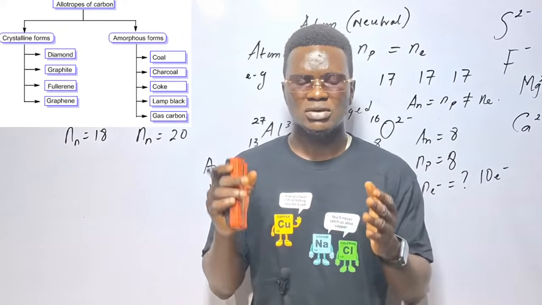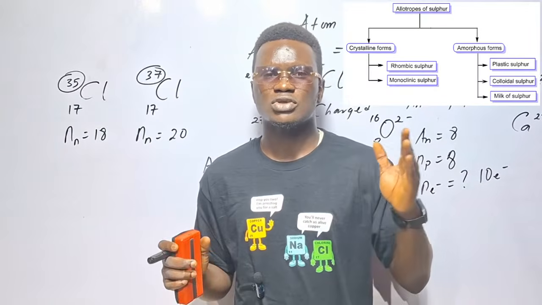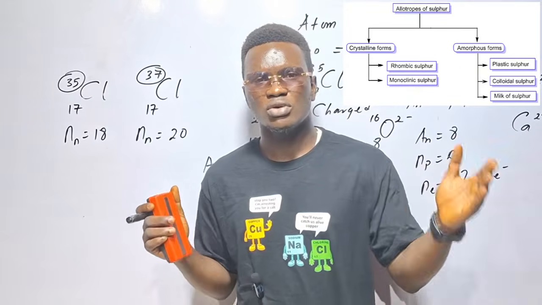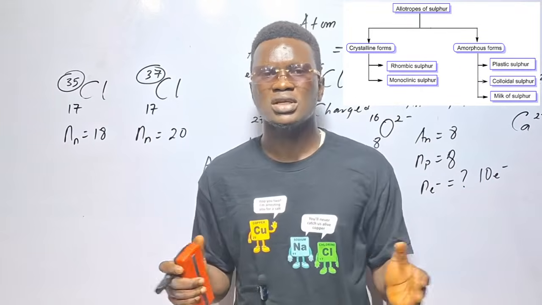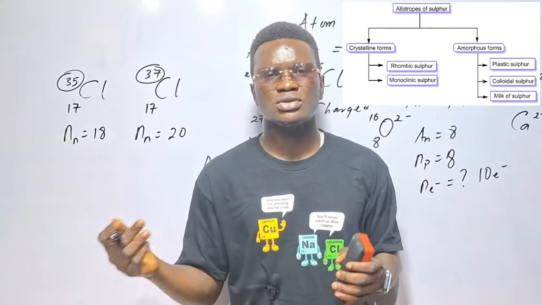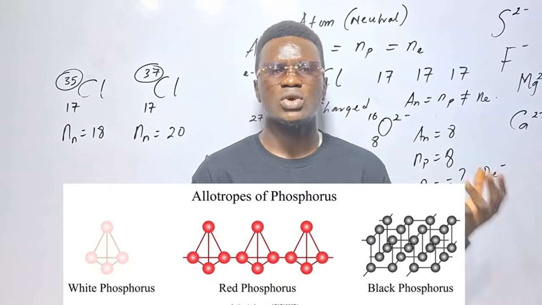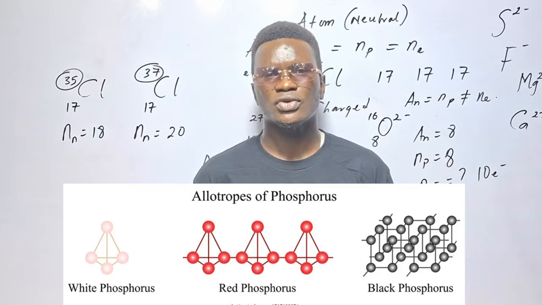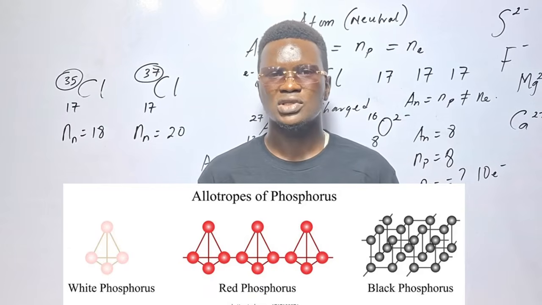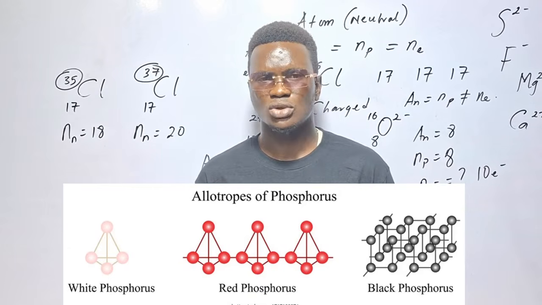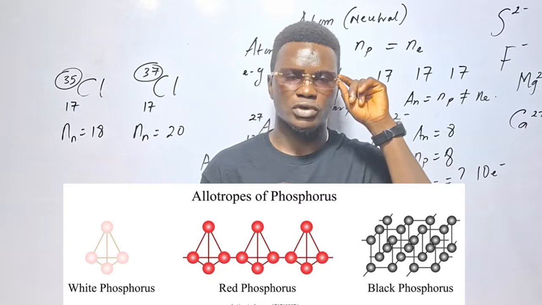So now, other examples of allotropes are sulfur allotropes. You have rhombic sulfur and monoclinic sulfur, then you have plastic sulfur and the likes. Then you also have allotropes of phosphorus, which are white phosphorus, black phosphorus, and red phosphorus. So they can ask you any of these allotropes. Try to know them before your exam.